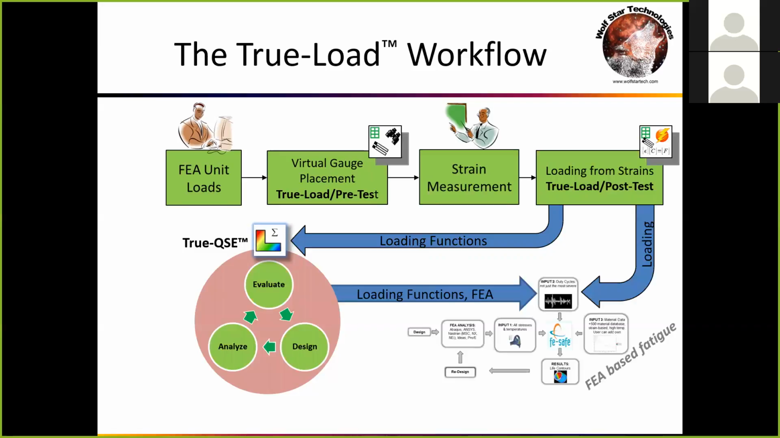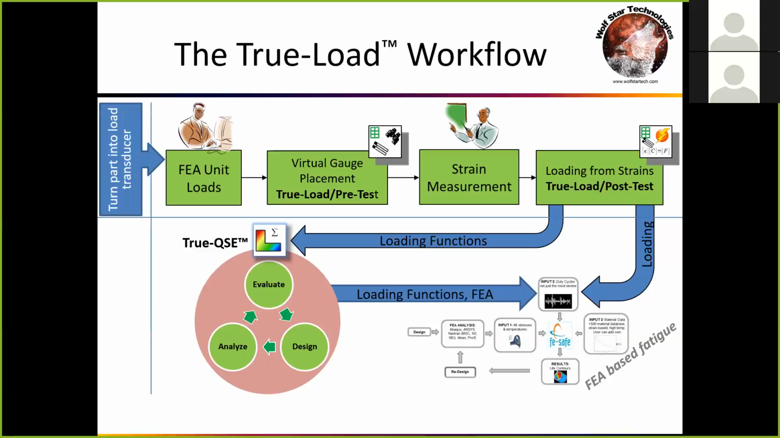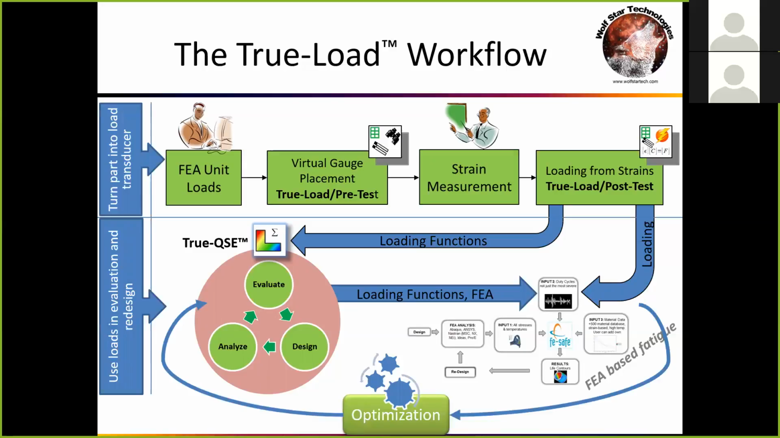And then at any point in time, now that you've got loading functions, you can go to tools like FE-Safe to do FEA-based fatigue, because now that you've got strain correlated loading, your fatigue analysis is actually going to mean something. So when we look at this flow chart, basically the top 4 blocks are you turning your part into a load transducer with true load. And the bottom flow chart is you doing design and optimization. Now that you understand your loading, you can iterate and optimize your part now that you've got the loads that mean something.